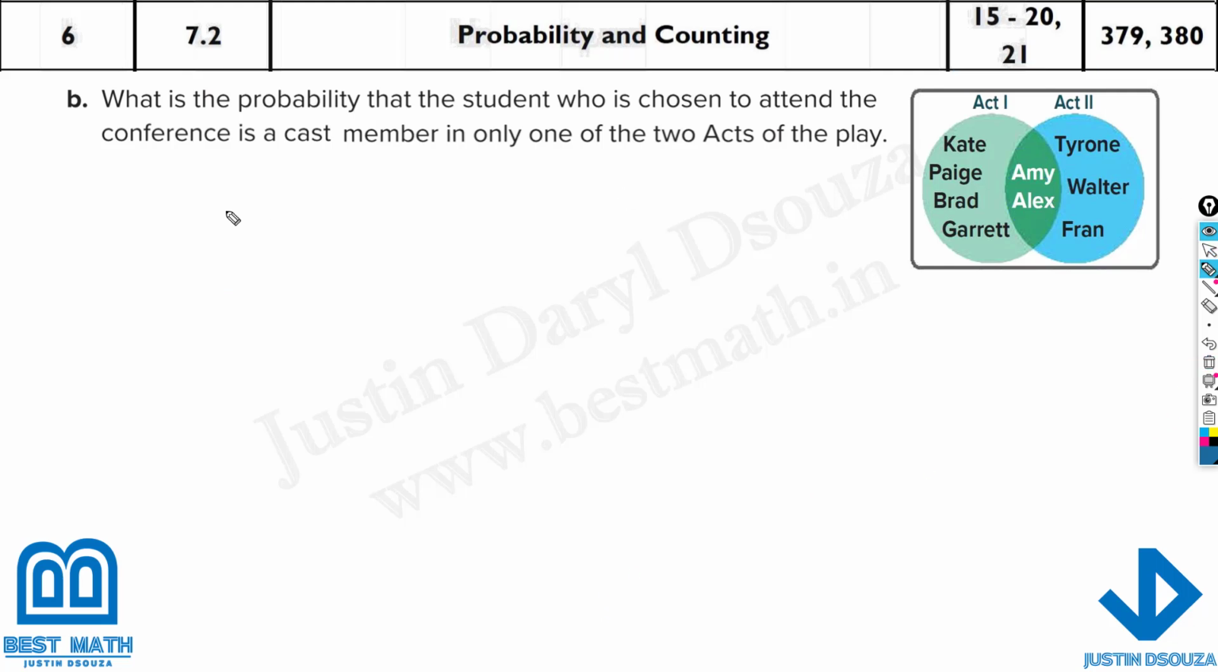The second part is: what is the probability that a student chosen to attend the conference is a cast member of only one of the two acts? Now, Amy and Alex are in both, so exclude them. All the others are in only one act. Tyron, Walter, and Fran are only in the second drama, whereas Kate, Paige, Brad, and Garrett are only in the first drama. So our desired people are these. How many are there? 7.